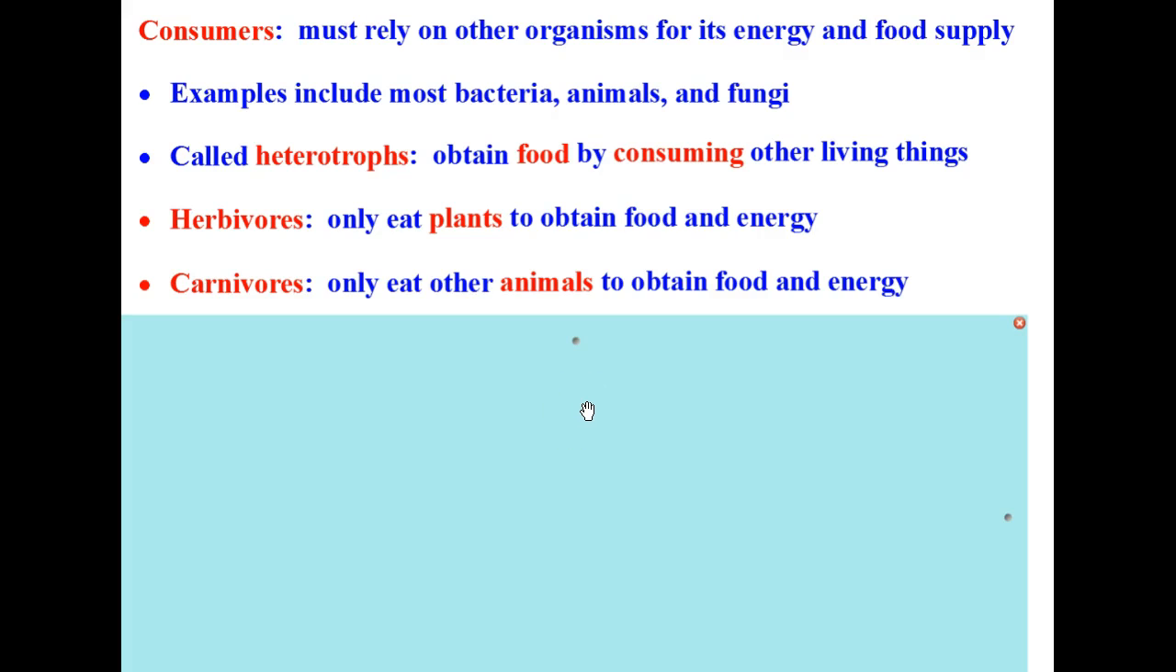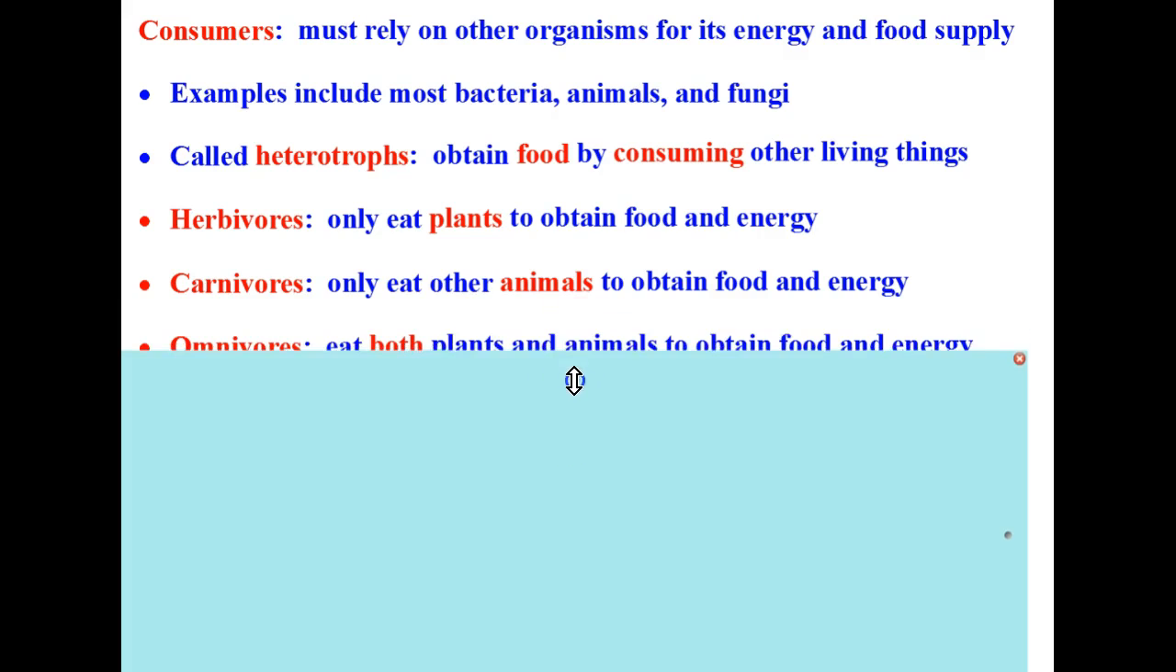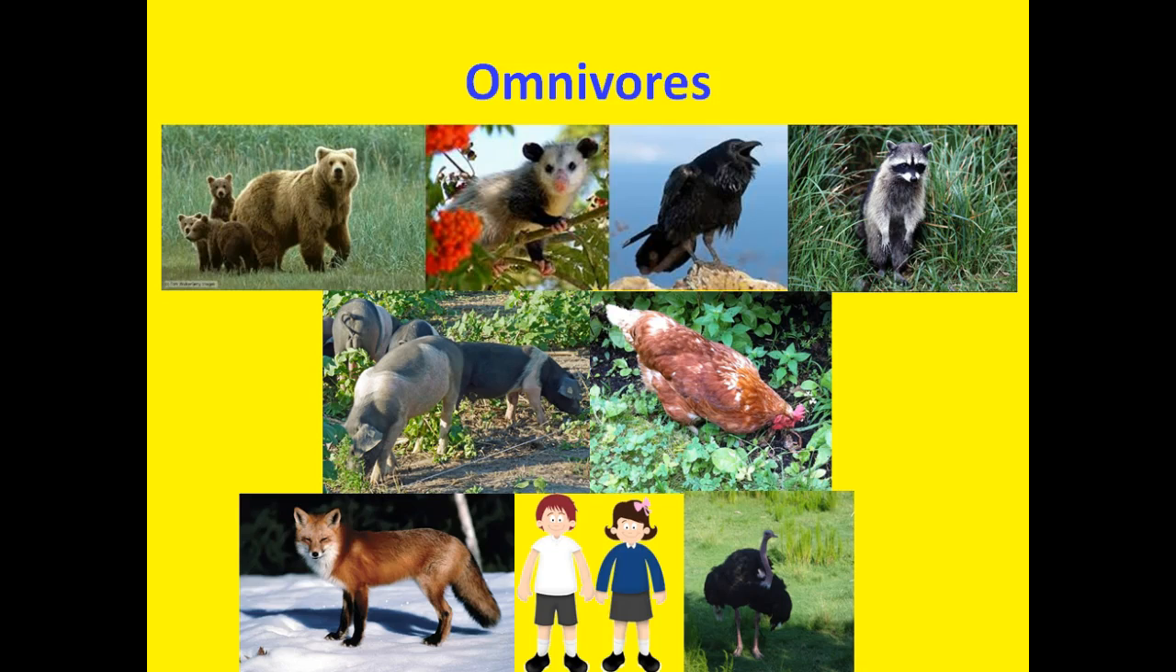Another type of consumer are what are called omnivores. Omnivores eat both plants and animals to obtain food and energy. Examples of omnivores that eat both plants and animals are bears, possum, crows, most birds in fact, including the chicken and ostrich pictured here, the raccoon, pigs, fox, and you and I.